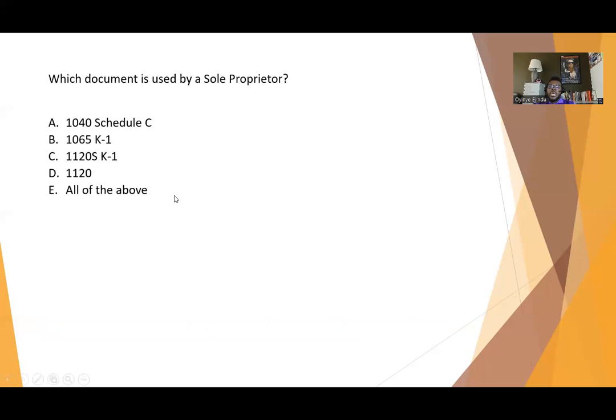The next question is, which of these documents is used by a sole proprietor? We answered this in our first question. A will be 1040 Schedule C, B will be 1065 K-1s, C will be 1120S K-1s, D will be 1120, and E will be all of the above. The answer is A, 1040 Schedule C.